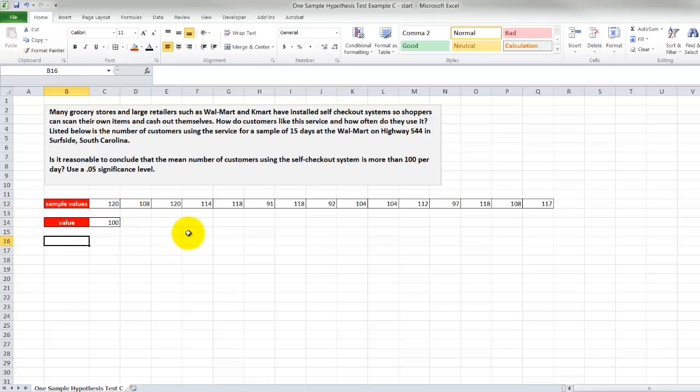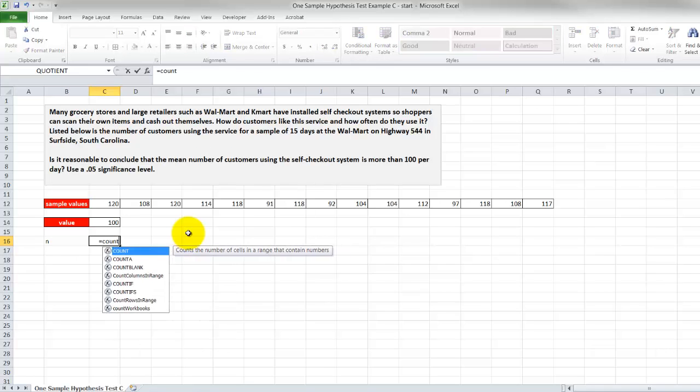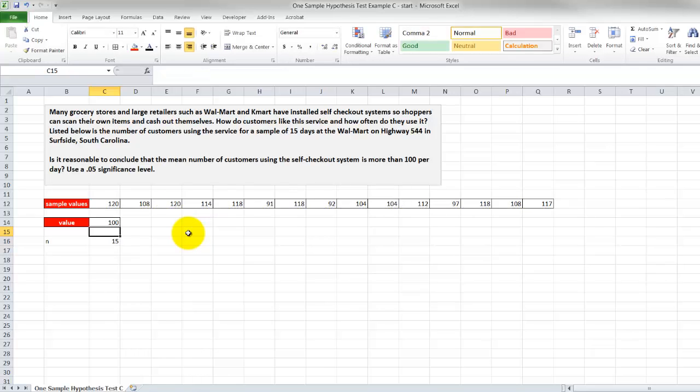Now we got to list the information about the survey itself. Let's see what the count is. We can count the number of sample results from the sample itself. We get 15. We are also told that in the problem. Let's see, what else do we know? We know that the alpha value is going to be 5%, 0.05. Now everything left in the problem has to be derived from this sample results.